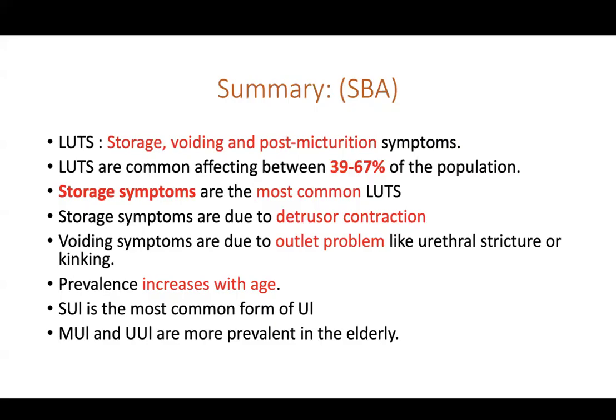Urethral hypermobility is the main cause, or sphincter defect. The most common cause is childbirth or trauma during childbirth. So its prevalence is high in middle age. And mixed and urge incontinence are prevalent in elderly age.